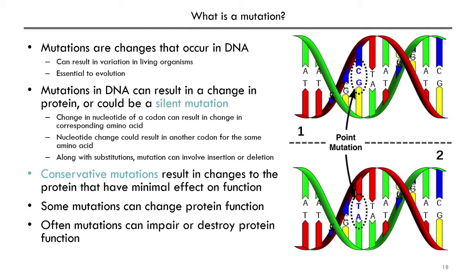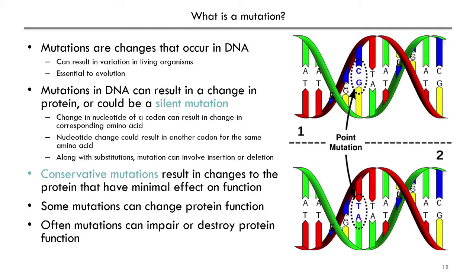Shown in the figure on the right is an example of a point mutation where we have a substitution. The GC base pair is substituted by a TA base pair. Other mutations can involve insertion or deletion. Inversions are another kind of mutation in which sequences of bases become reversed or flipped.